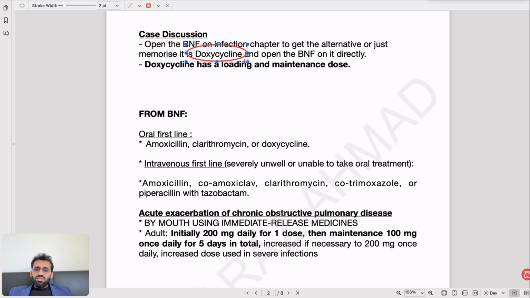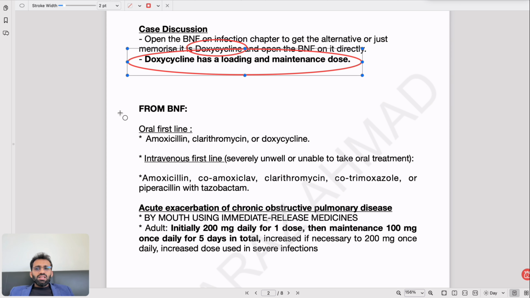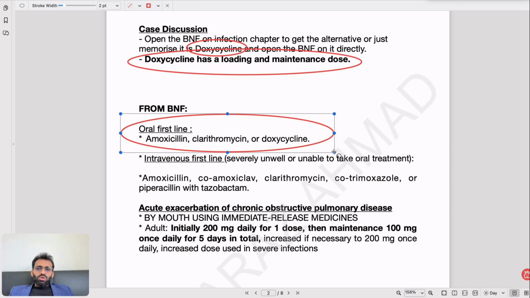It will be just a waste of time. This is very simple to remember. Penicillin allergic, then give clarithromycin; allergic to penicillin and clarithromycin, give doxycycline. Please keep in mind doxycycline has a loading dose and a maintenance dose. So this is from the BNF. It is saying you have to give oral. First line is amoxicillin, clarithromycin and doxycycline.